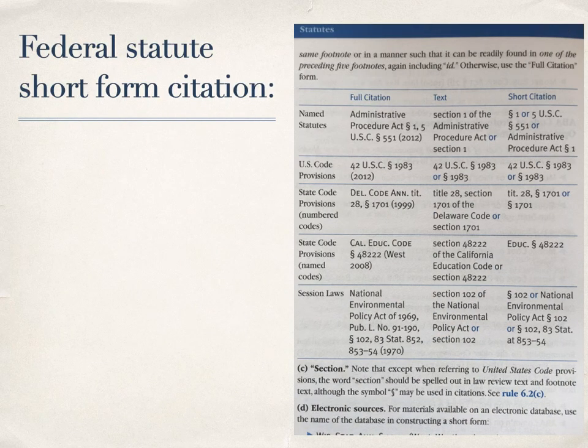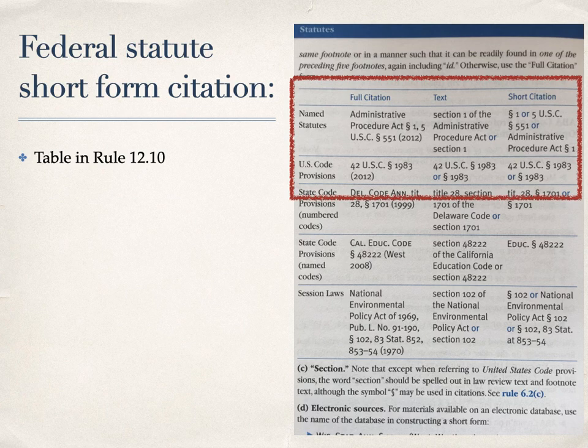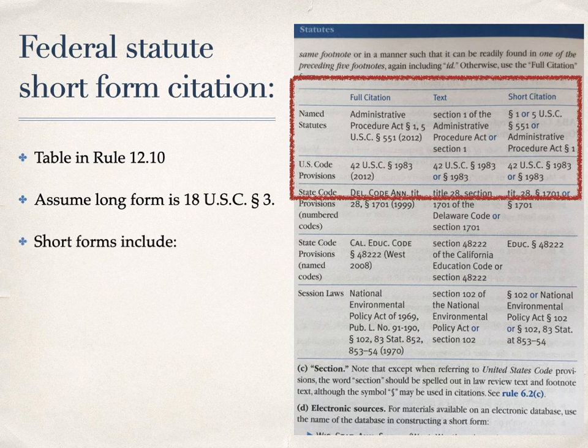Like cases, statutes also have short citation forms. You can find a handy table of these forms in Rule 12.10 as highlighted here. You can also find a short form table for federal cites at B12.2 in the blue pages. Let's work through a problem. Assume that the long form of our cite is 18 USC Section 3. After we've cited our statute in full, our short forms could include any of the following. It might be a simple id if we're once again referring to Section 3 and no other sources have been cited since our last cite to Section 3.